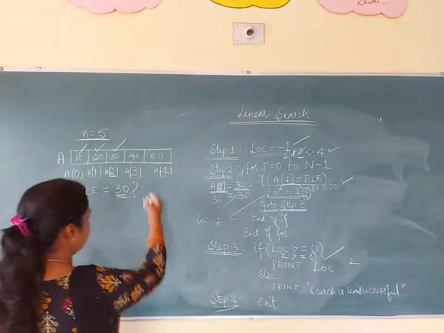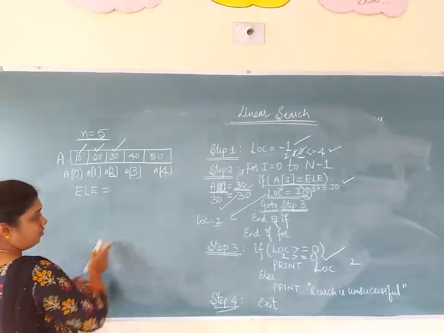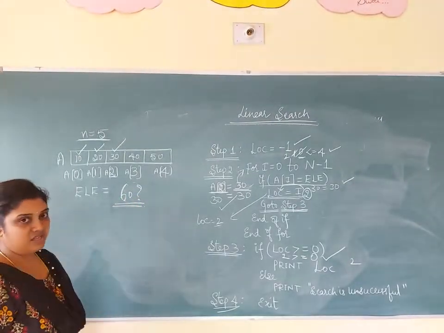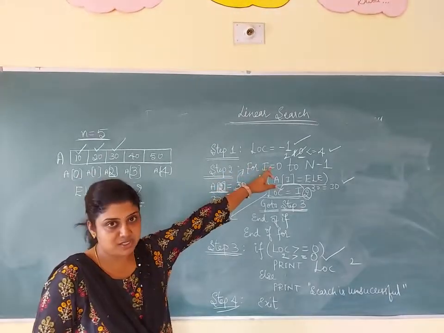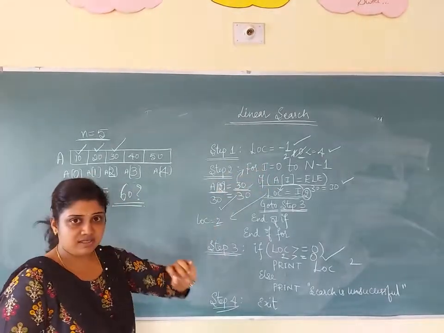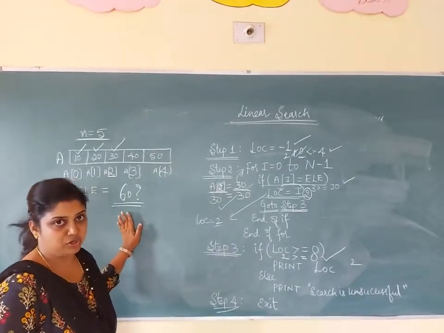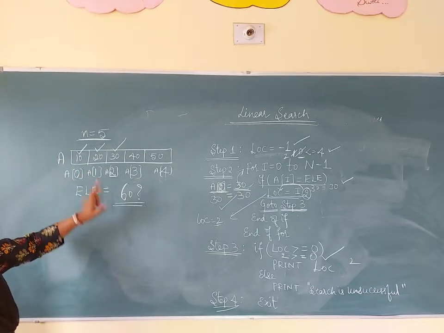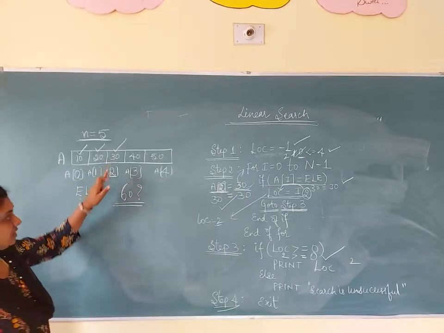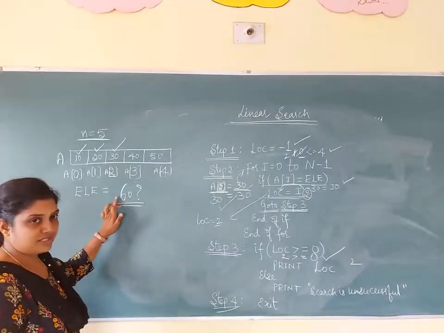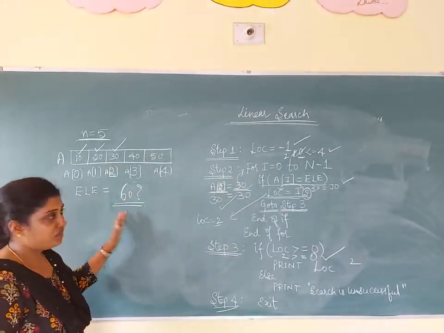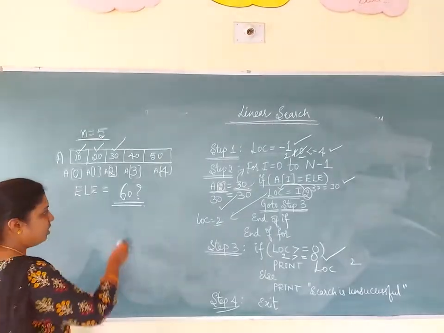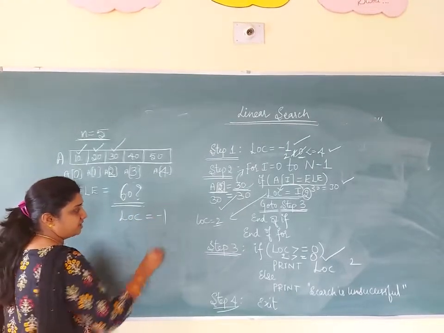Suppose in this array I want to search for the element 60. In the beginning I am taking location equal to -1. I want to search whether the element 60 is present or not. How are we going to do it? You have to compare 60 with 10. 10 is equal to 60, false. 20 is equal to 60, no. 30 is equal to 60, no. 40 is equal to 60, no. 50 is equal to 60, no. In none of these positions is the element 60 there. So at that time the location will remain -1 only.